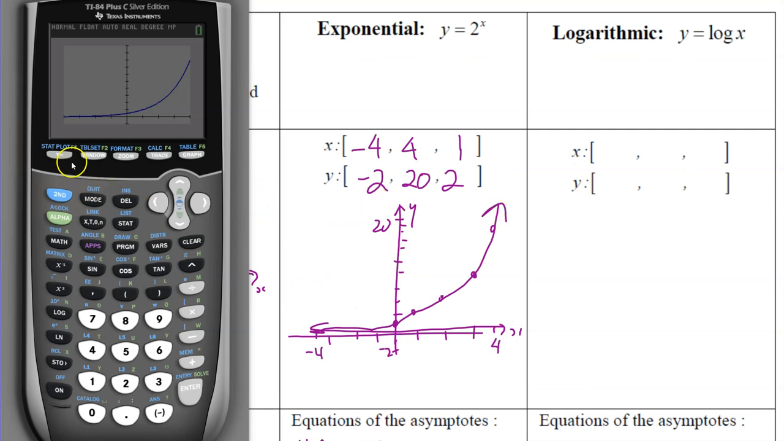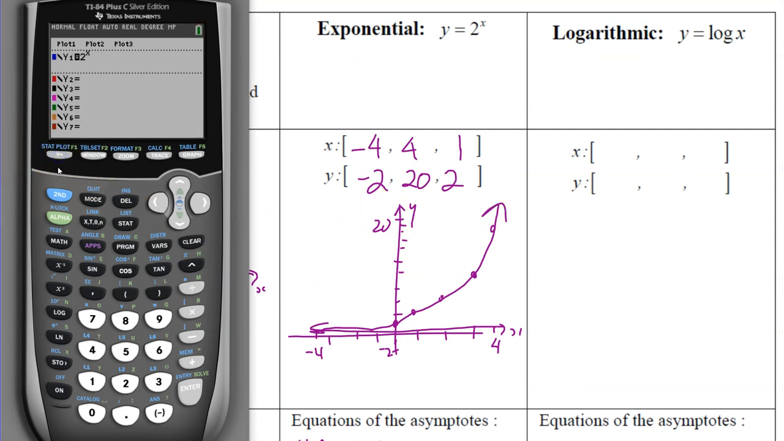And lastly, the log function. Y is equal to log x. So let's clear this guy out. Clear. Let's go log x.